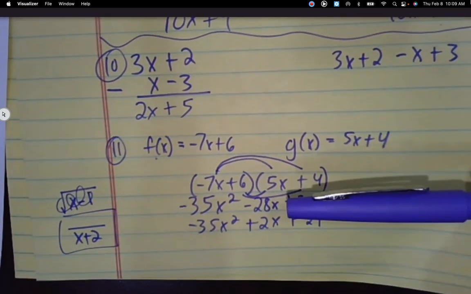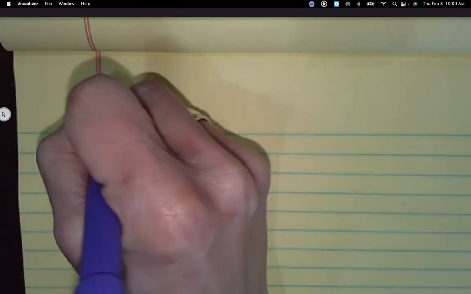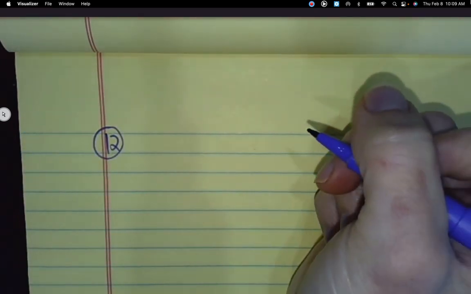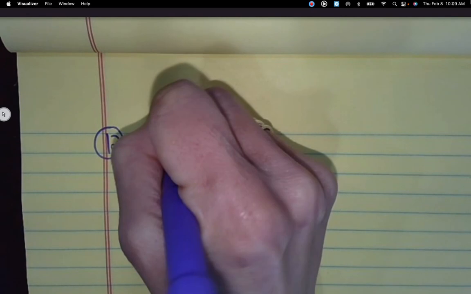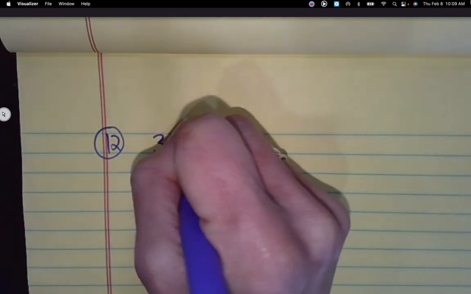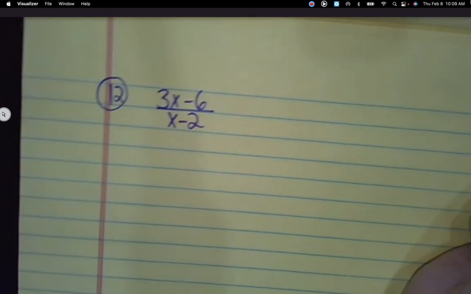Okay. Number 12. So on number 12, we're dividing. So we write the f function in the numerator and the g function in the denominator. Is everybody good with that?